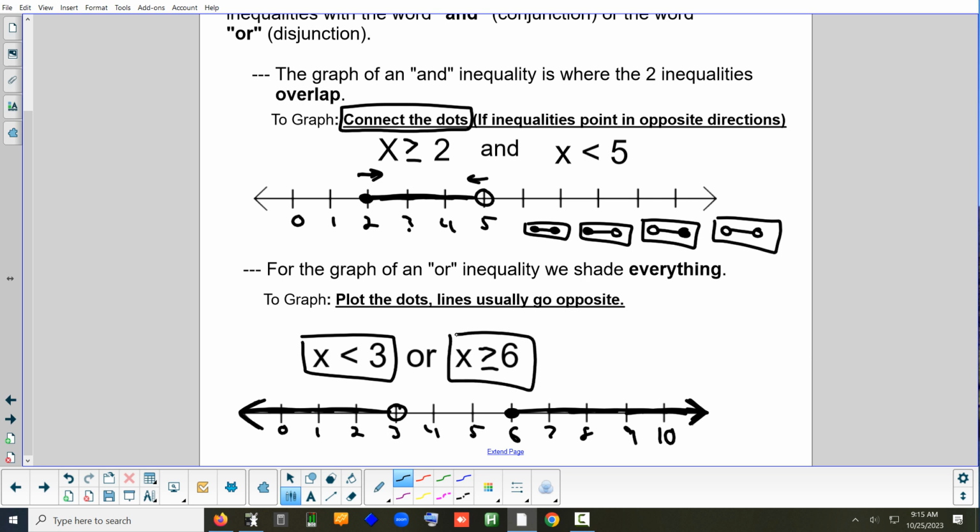Okay. So any questions on the difference between what an and looks like and what an or looks like? And doesn't have any arrows. It's just a little segment between. Or has two arrows in opposite directions.